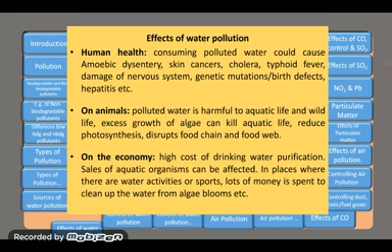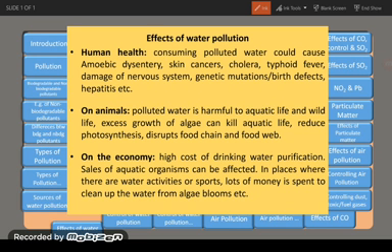Effects of water pollution. So we want to see the effect of water pollution on humans, animals, and on the economy. For human health, when we consume water that has been contaminated, this could cause what we know as amoebic dysentery. It could lead to amoebic dysentery, skin cancers, cholera, typhoid fever, damage of the nervous system, then genetic mutations or birth defects. As well, it can lead to hepatitis.